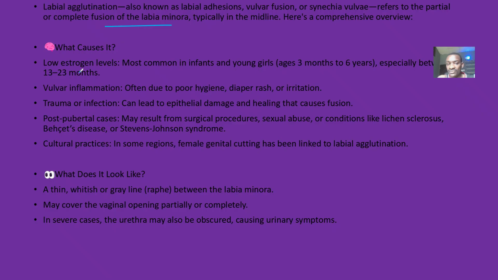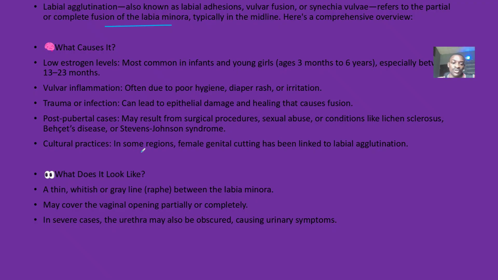Low estrogen levels, vulvar inflammation over time, traumas or infections. Postpubertal cases may result from surgical procedures, sexual abuse, also conditions like Behcet's disease, lichen sclerosus, just any skin issues. Okay, but sometimes cultural practices, so female genital cutting can also lead to labial agglutination.